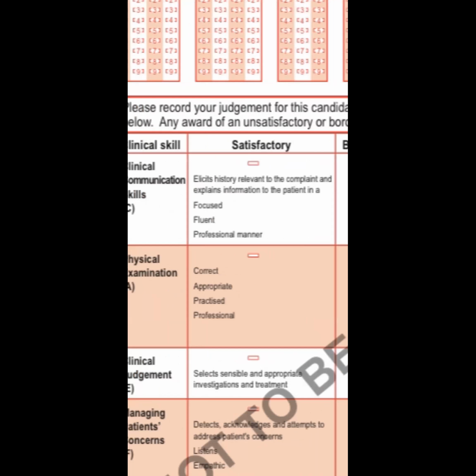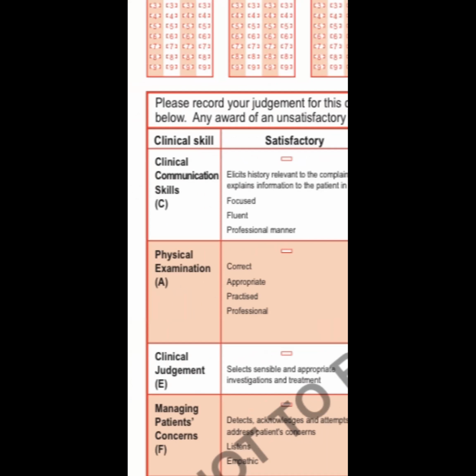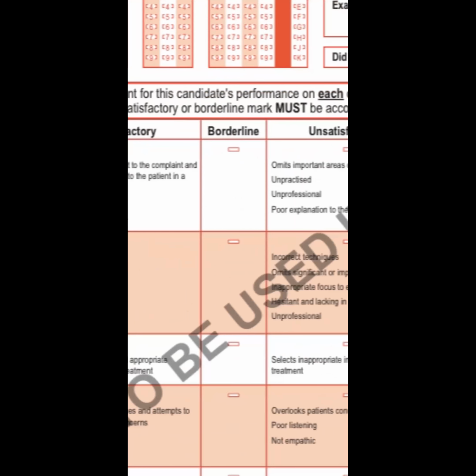So, relevant history, and explain your diagnosis to the patient, or in case you do not have a diagnosis, you can explain the differential. And then move to explain the plan of management. This is how they score you in communication skills.